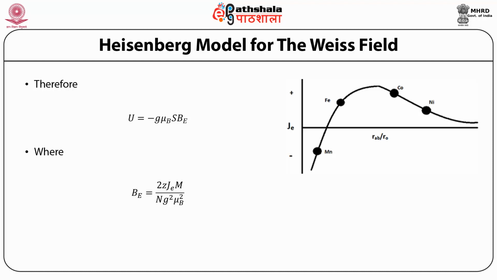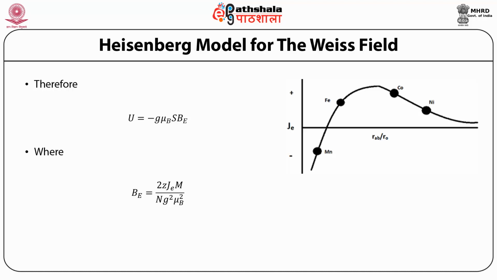So if we go through this figure, on the positive side of the y-axis fall iron, cobalt and nickel, which have positive JE, so the exchange integral is positive. Also, the ratio of Rab over R naught is greater than or equal to 3. Basically, if this ratio is greater than or equal to 3, then we achieve ferromagnetism, which is possible for iron, cobalt and nickel.